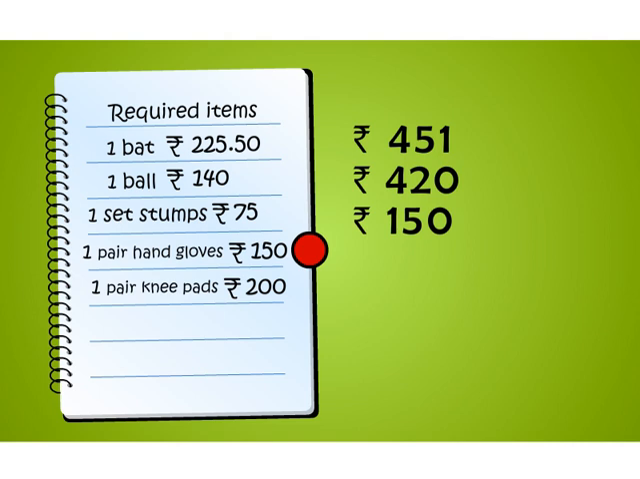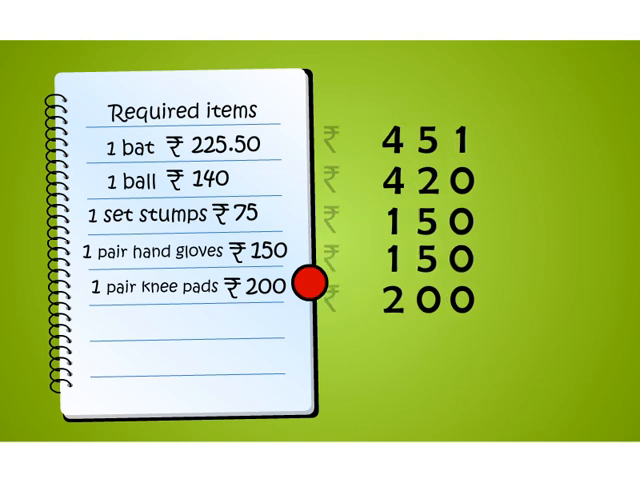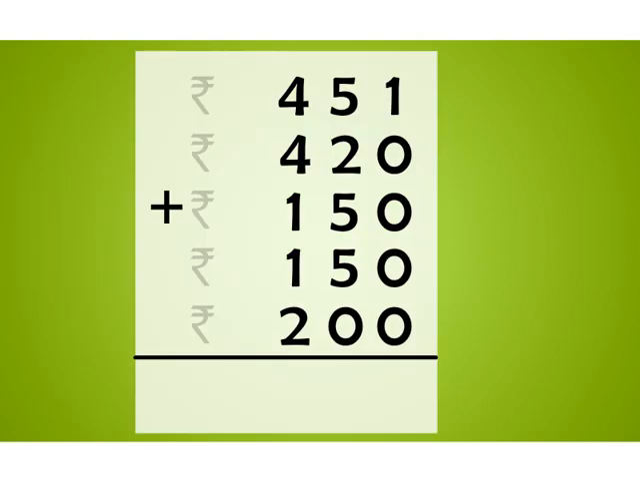Only one pair of hand gloves is bought. So, total cost is ₹150. Similarly, one pair of knee pads is bought. So, total cost is ₹200. To add the price of all items, we write them vertically, one below the other, and start adding from the ones place. The total cost of all items purchased is ₹1,371.